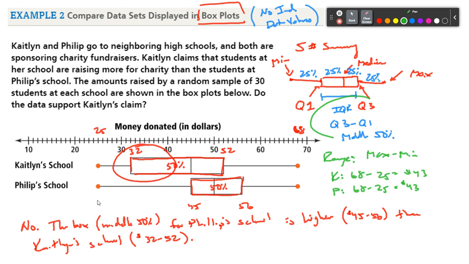But now if we go back to this idea of IQR, Q3 minus Q1. For Caitlin, her IQR is going to be 52 minus 32, which is an IQR of $20, whereas Phillip's is going to be 56 minus 45, which is an IQR of $11. What this tells you is not necessarily who's giving more, but who's consistently giving more. So Phillip's group, his middle 50%, is consistently giving higher numbers because that IQR is smaller. That's what an IQR can show you.